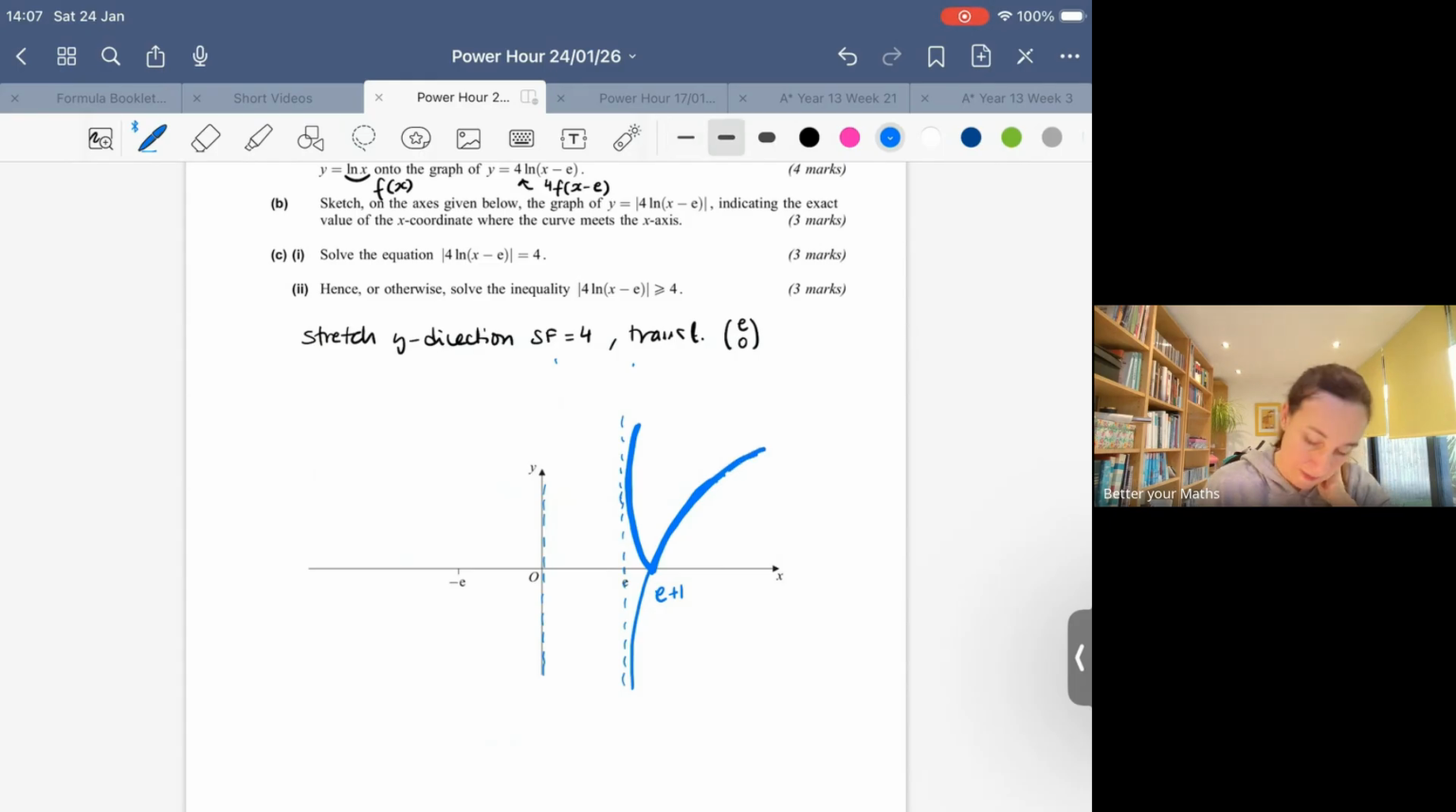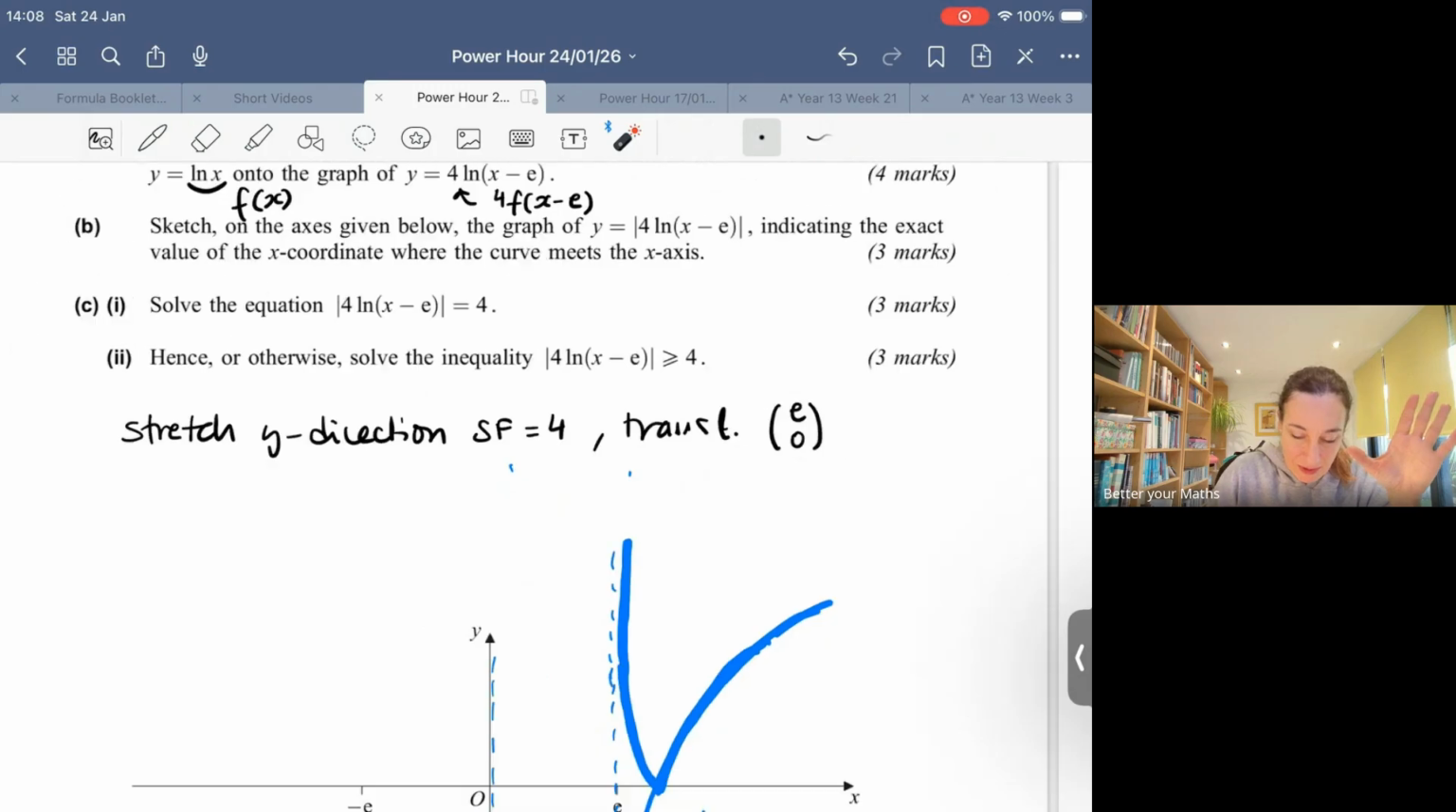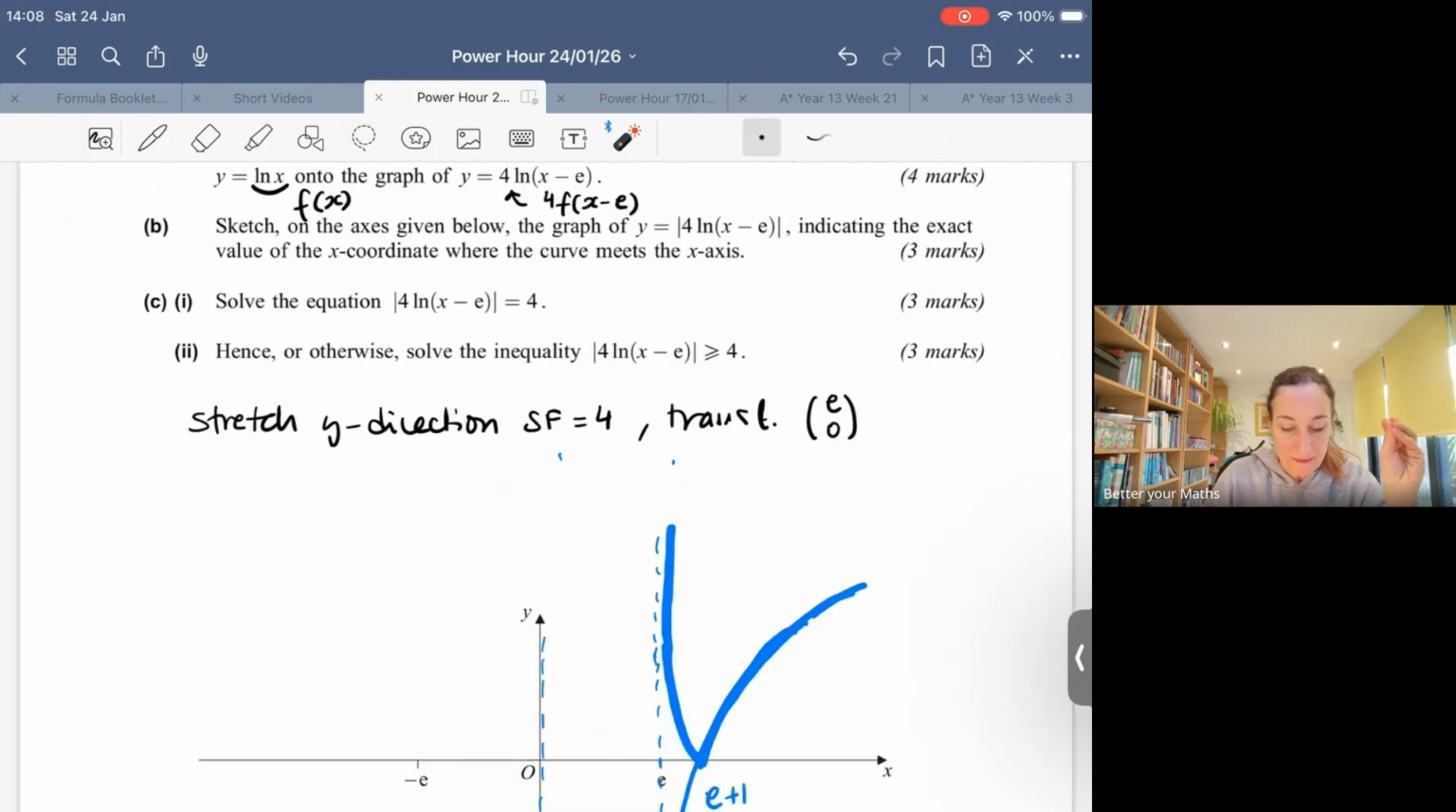This function goes more, and this looks like it's not an asymptote, so it just becomes closer to the asymptote. Please stop me if something is not clear, because I know some of you haven't seen this. Solve the equation, this modulus function.